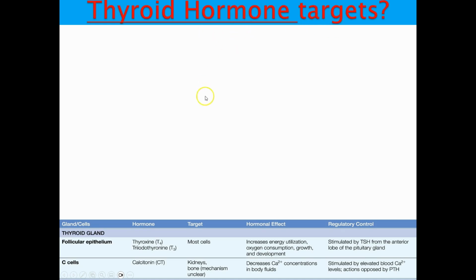Let's talk about thyroid hormone. And so you're going to see Pearson does excellent tables here. You can see T3 and T4. Do I expect you to know thyroxine and triiodothyronine? I don't really expect you to know those. Those are usually extra credit related. I usually write them as T3 and T4 on the exam. But notice, targets most cells. What's its function? Increase energy utilization, oxygen consumption, growth, and development, stimulated by TSH from the anterior pituitary. So that's everything that we just basically covered.